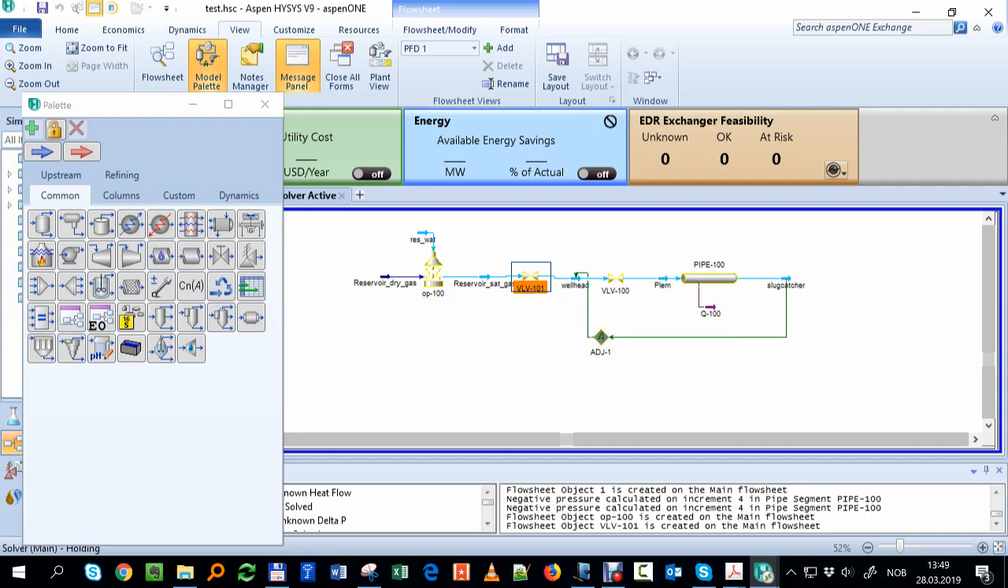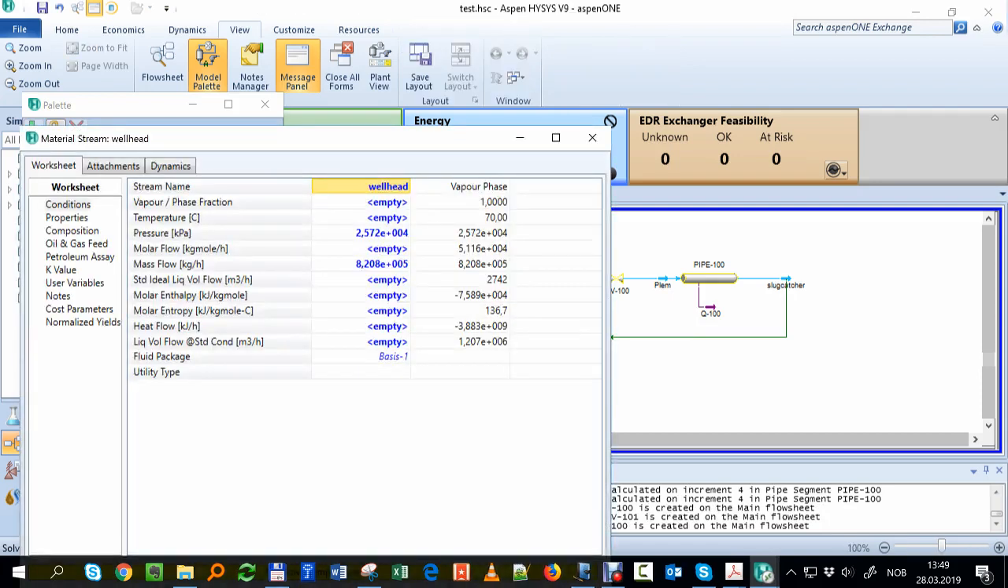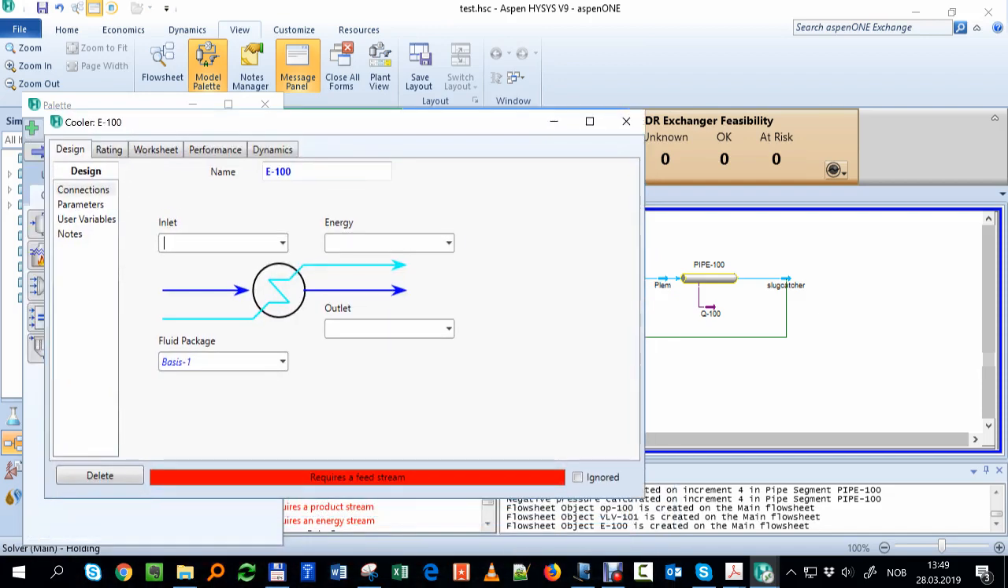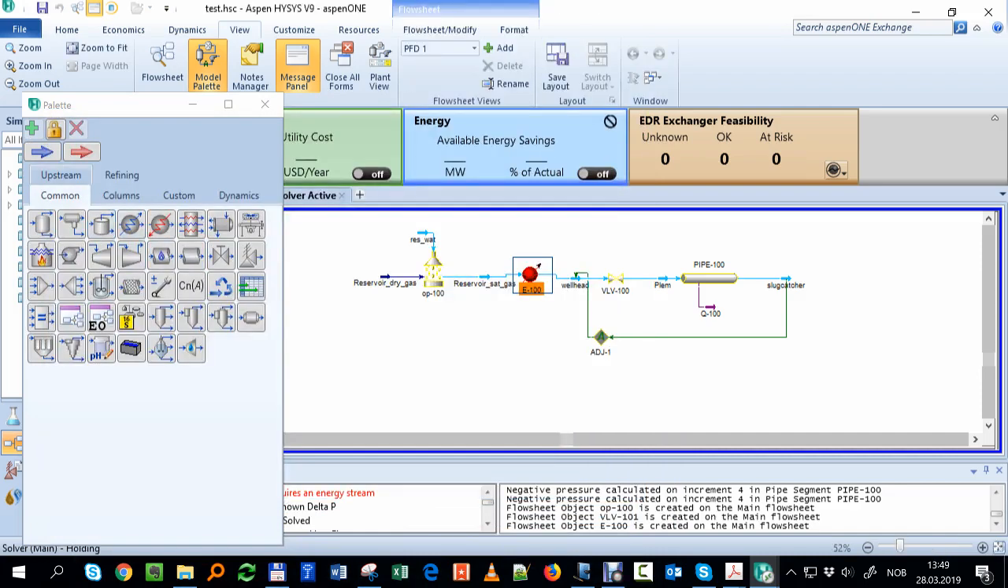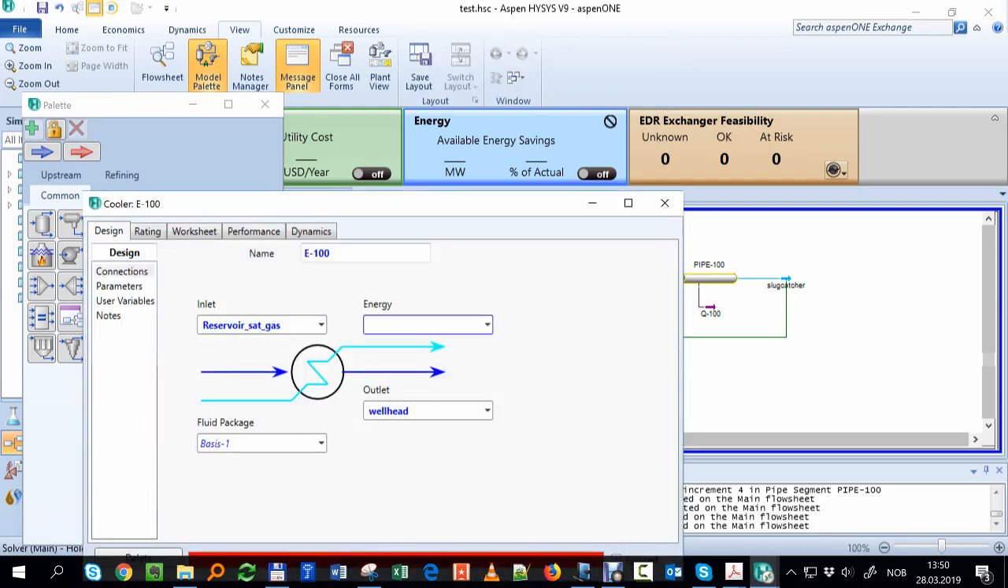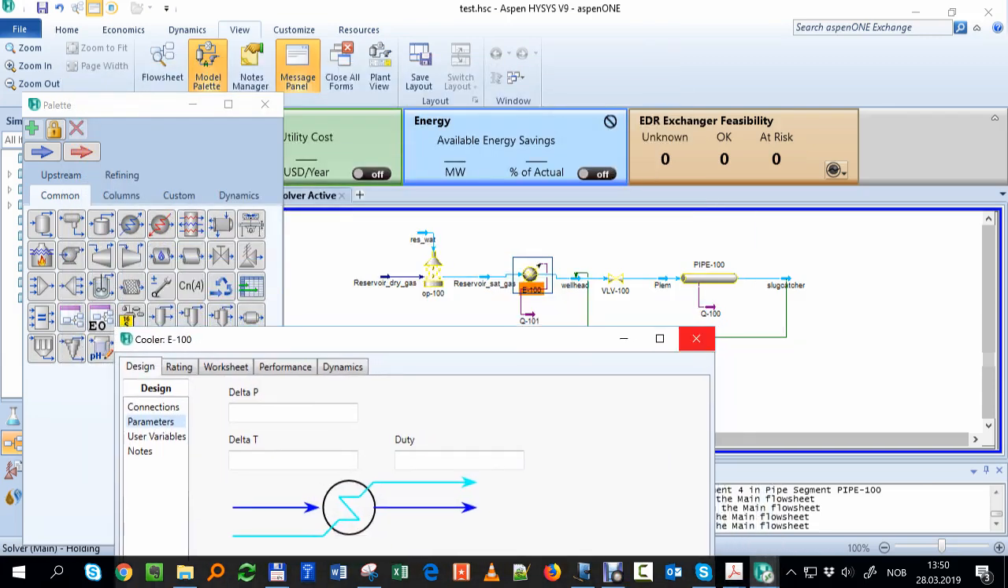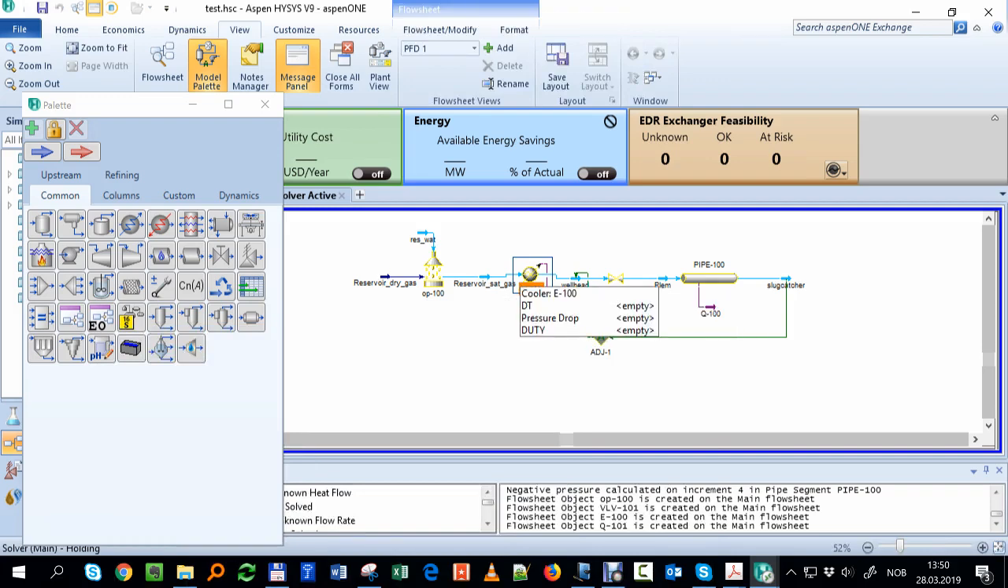Let me remove this. Cooler, and at the wellhead I provide the pressure, but I don't give the temperature. I also give it, I know it's supposed to be 70. Inlet, outlet, and I need an energy stream because the cooler is taking energy out. Okay, let's see on the delta P. I thought if I provide the pressure here, it should be able to calculate the delta P.